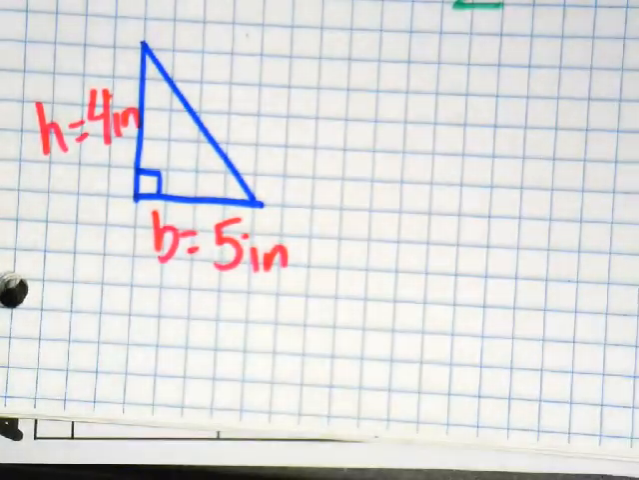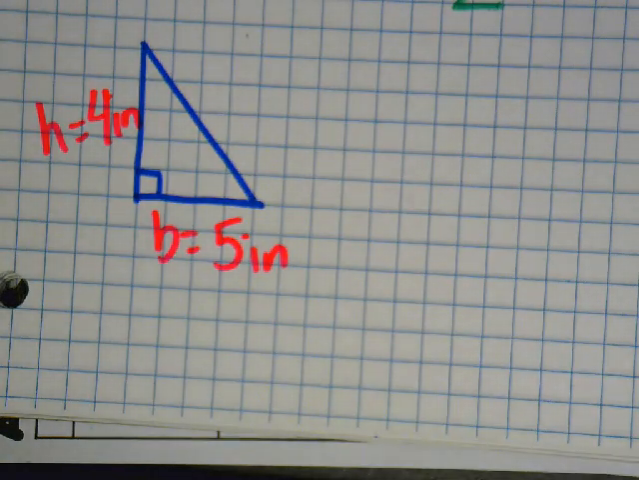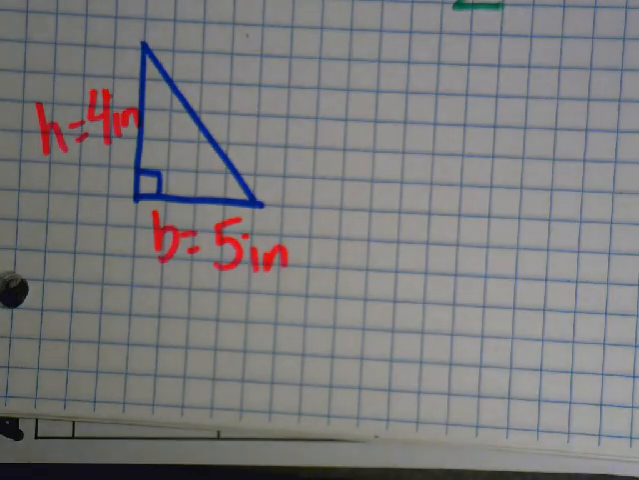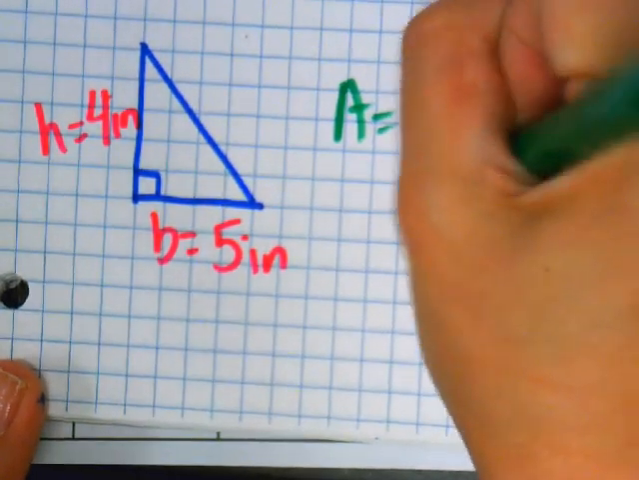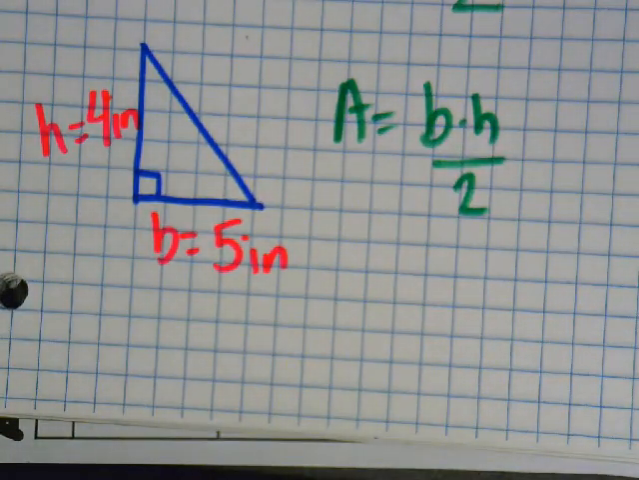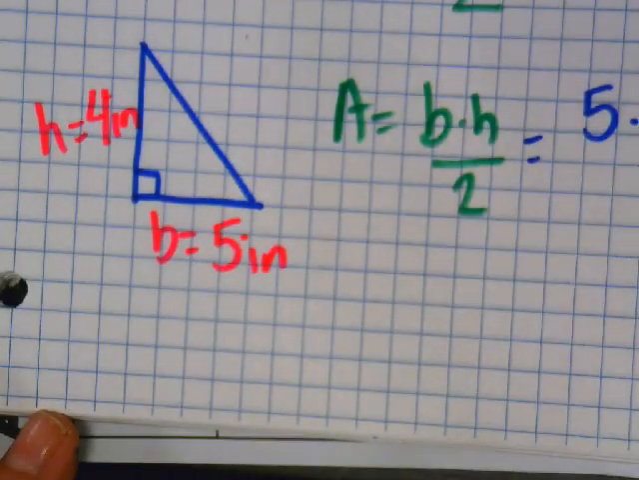The height is 4, the base is 5. So we just reminded ourselves that the formula is base times height divided by 2. What number is your base? 5. What number is your height? 4. And then we're going to divide by 2.